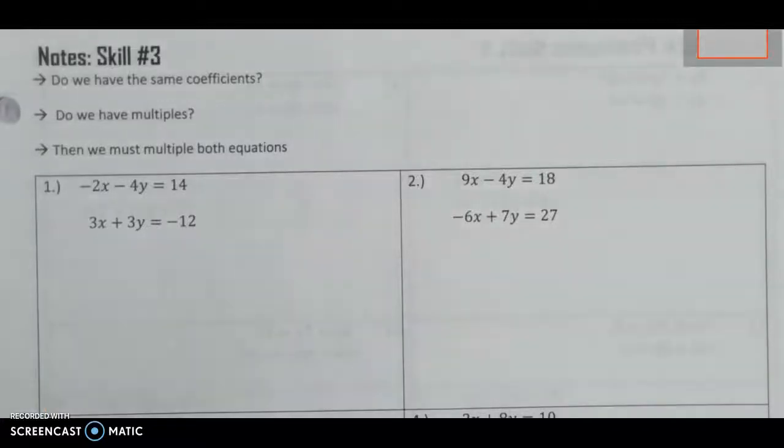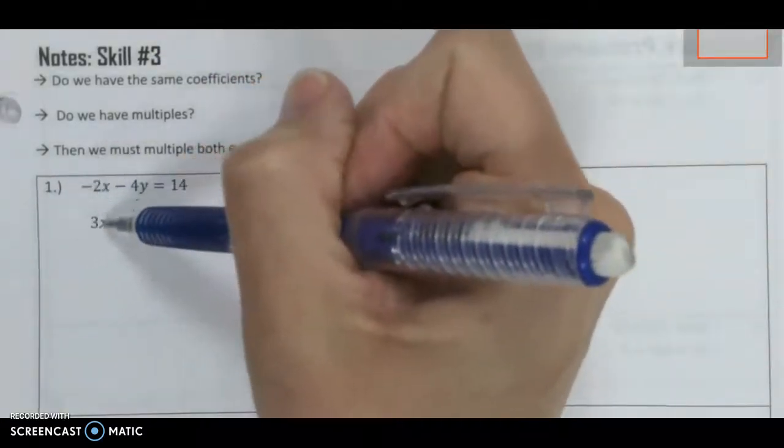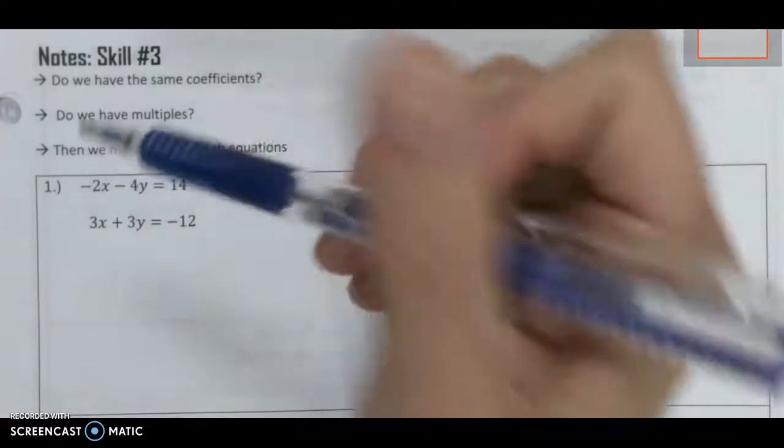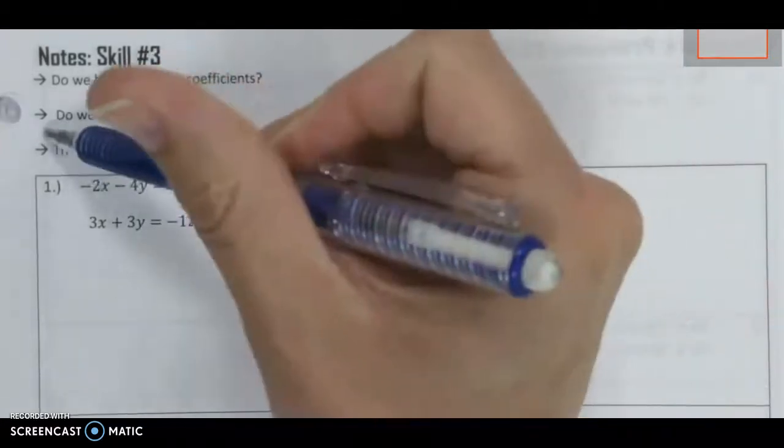On page 35, we're going to do skill 3. And the first thing we're going to look at is if you have coefficients that are the same. So looking right here, are these two numbers the same? Nope. Are these two numbers the same? Nope.